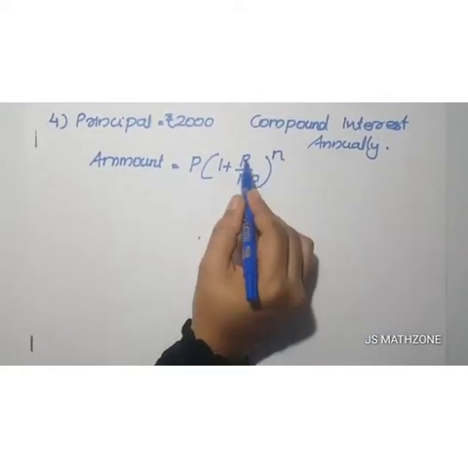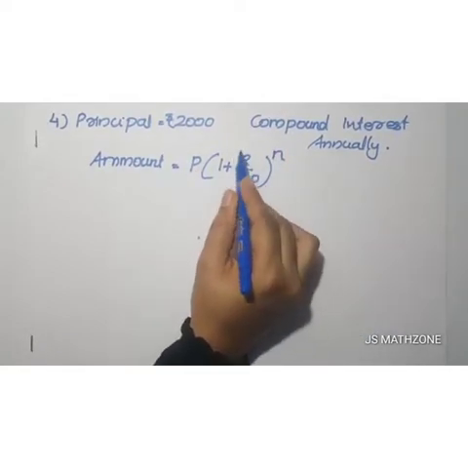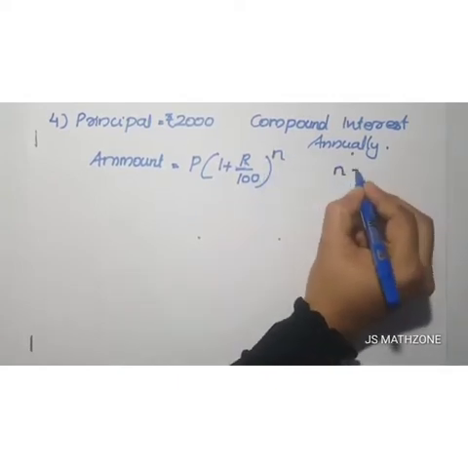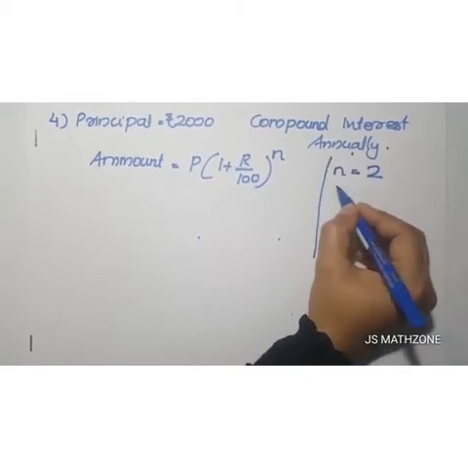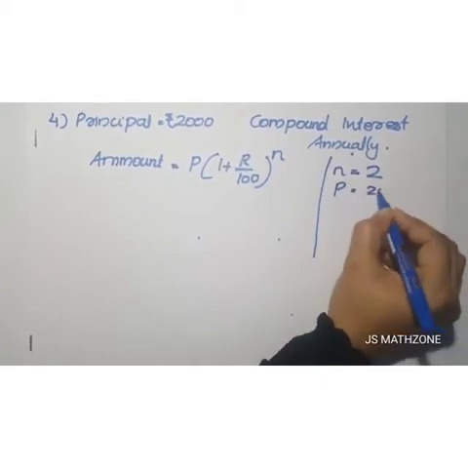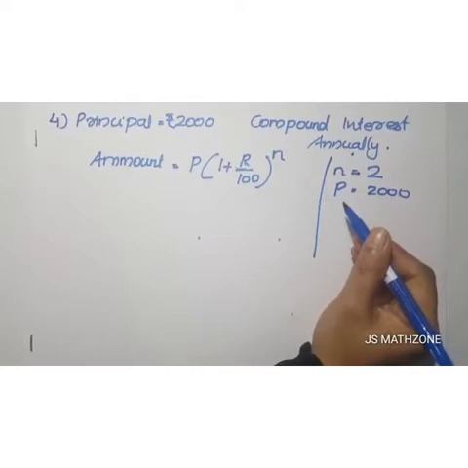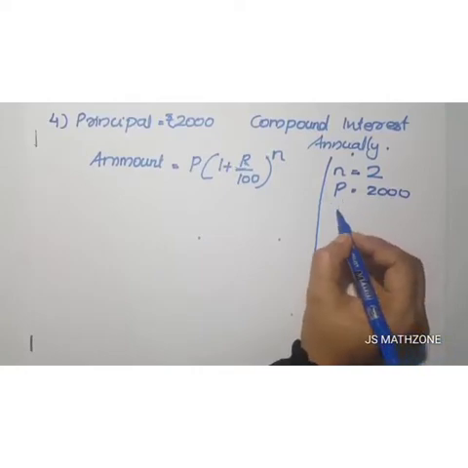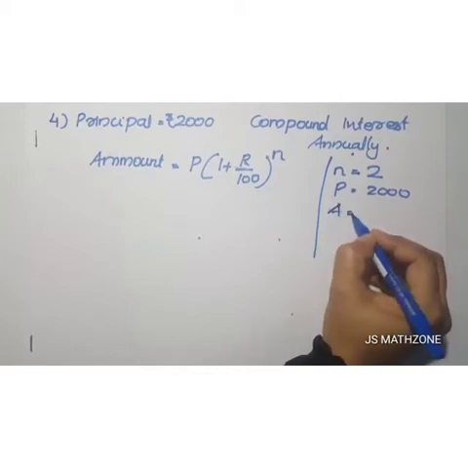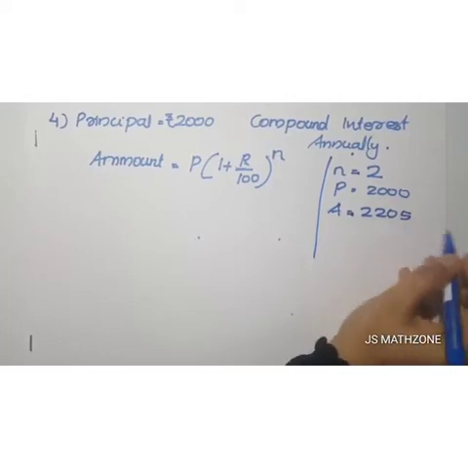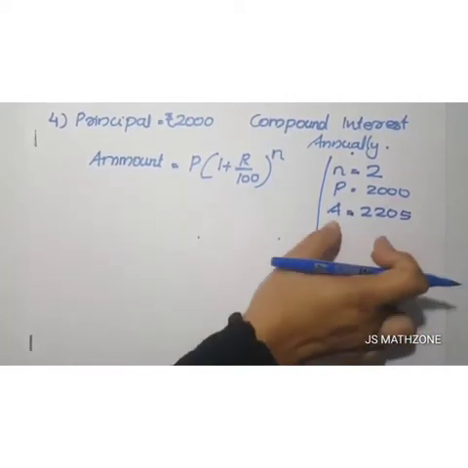So we want to use the equation to find the compound amount. What is the equation to find the compound amount? Compound amount is equal to P into 1 plus R by 100 whole raised to N. Here N is the number of years. Number of years is 2. P is the principal amount. P is 2000. We want to find R, isn't it? Amount is also given. Amount is 2205.